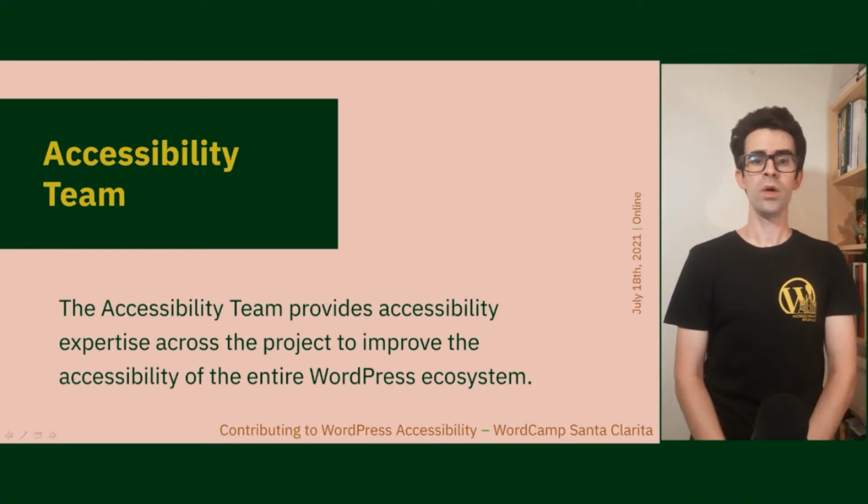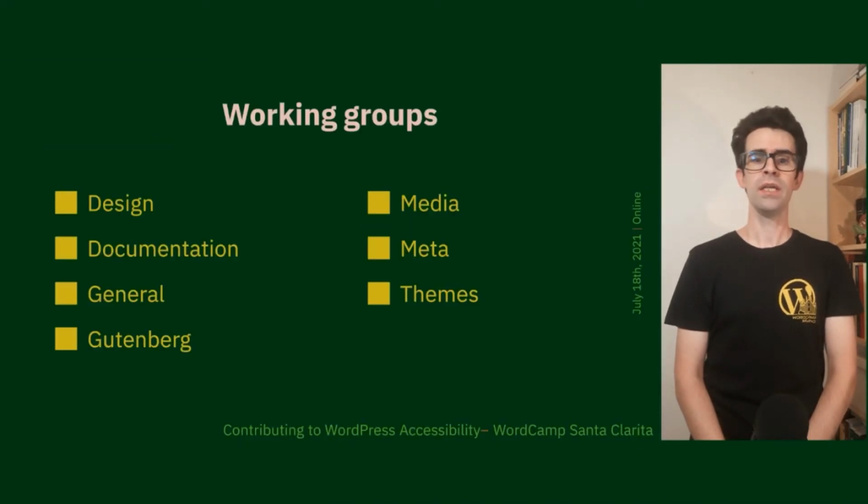Staying up to date with all of this has always been a struggle, which is why, about 8 months ago, the accessibility team decided to organize internally by creating 7 working groups, each of them addressing a specific aspect of WordPress accessibility. Ideally, each working group should have a referent who is responsible for reporting to the rest of the team about what the working group is working on and for asking for help in case of need.